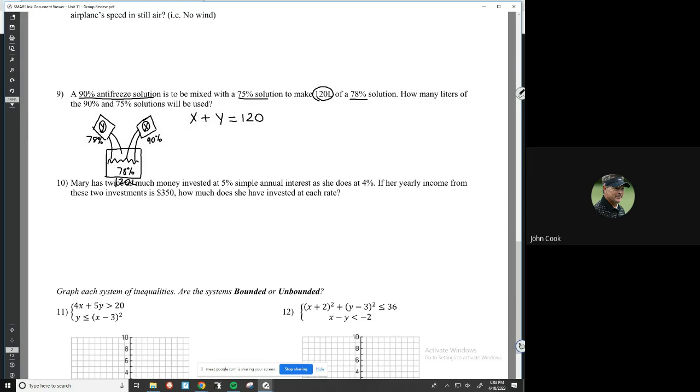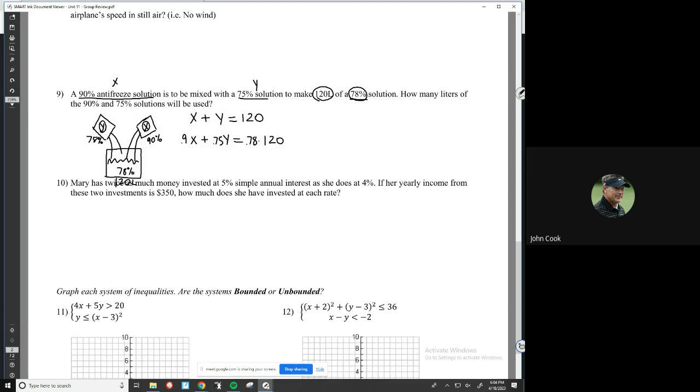Next is how much of it is actually antifreeze. X is 90% antifreeze. So if I take X and multiply it by 90%, or 0.9, and I take the amount that I'm pouring in of Y, which is 75%, so 75% of the amount that I pour in from Y is going to be antifreeze. Then if I add those two together, it's going to be a 78% solution of antifreeze. So 78% of that 120 liters is going to be antifreeze. So 0.78 times 120. This is how we create the system of equations.